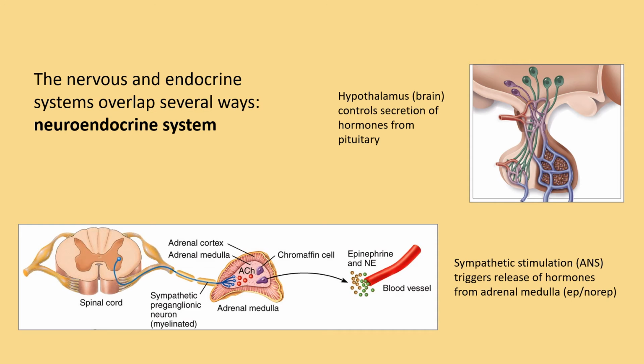Down below, we've already talked about the role of the adrenal medulla as part of the autonomic nervous system. It's like a modified ganglion, and those cells that produce epinephrine and norepinephrine are modified neurons. And technically, epinephrine and norepinephrine are neurohormones, although we typically just call them hormones.